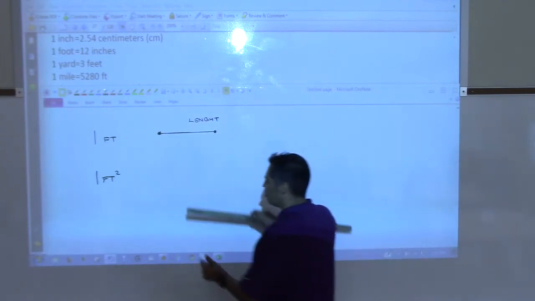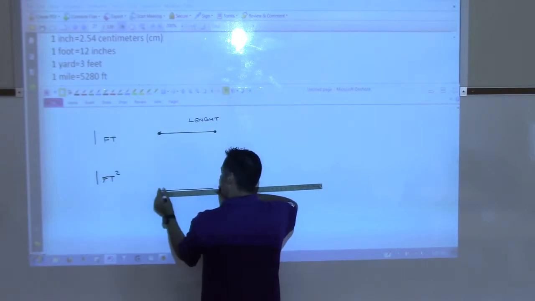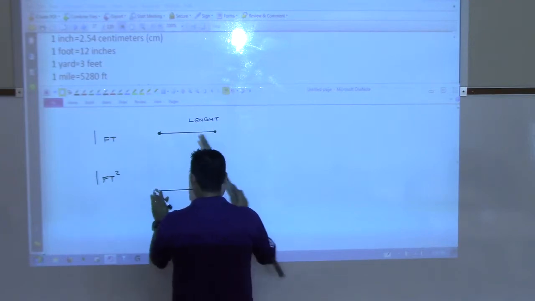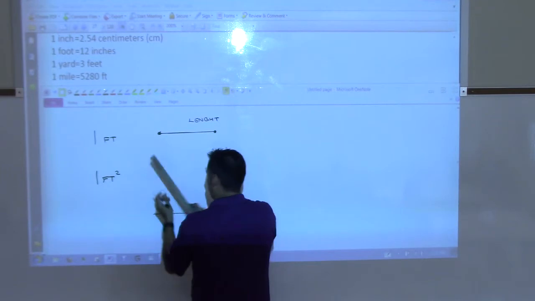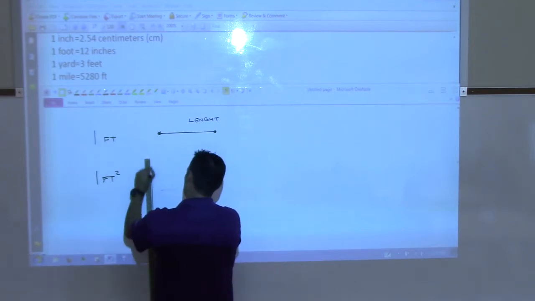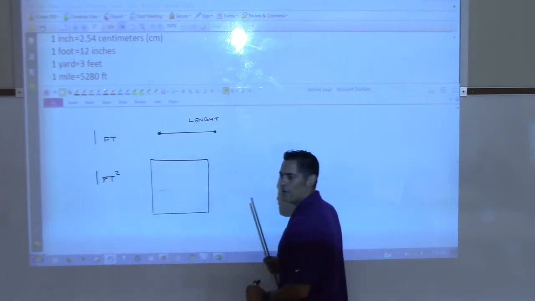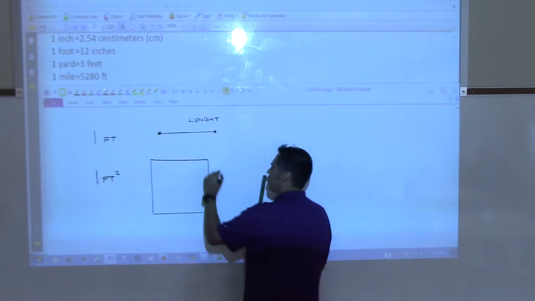And area is two-dimensional. It's 1 foot this way. Then you draw a right angle. Oh, too big. Well, let's move it down. 1 foot this way, 1 foot this way, and you create this box. This right here is 1 square foot. It's 1 foot by 1 foot. And this is a measurement of area.